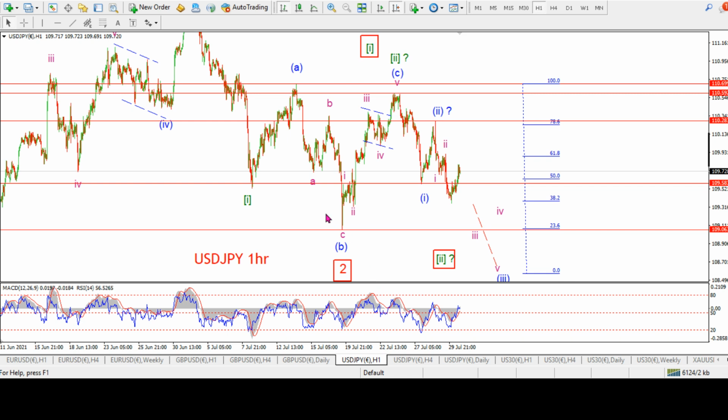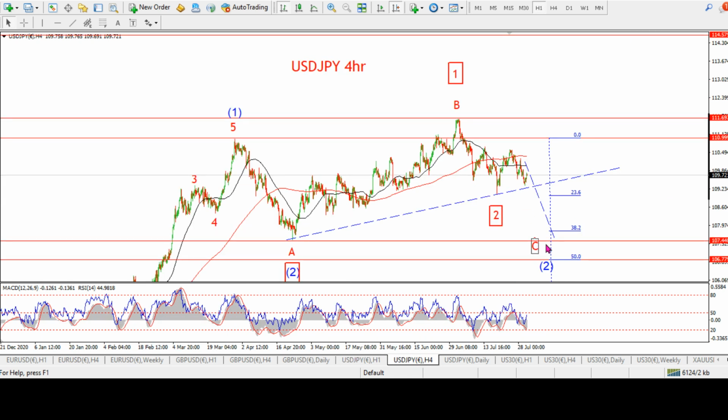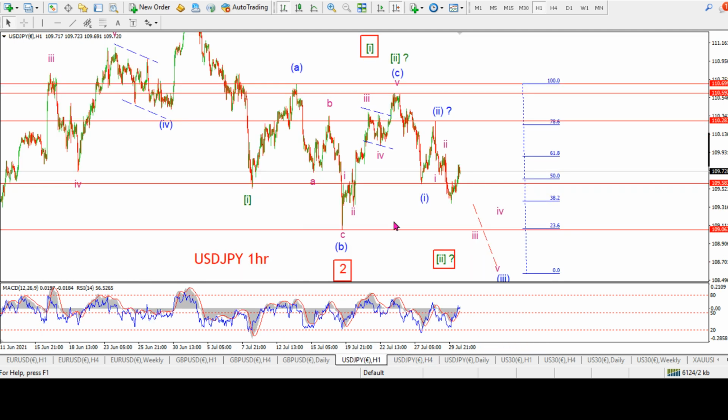Now, the main count is still calling for 5 waves down in that larger C wave. So if you go back to the 4-hour count here, you can see wave C is projected towards or below 107.44. So 107 for wave C of 2 to complete. That's the main, let's say, outlook, and that's not being ruled out at all just yet. But I am just raising this possibility here.